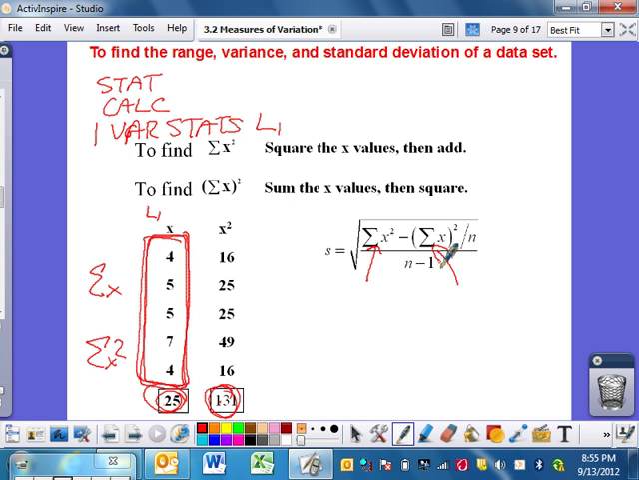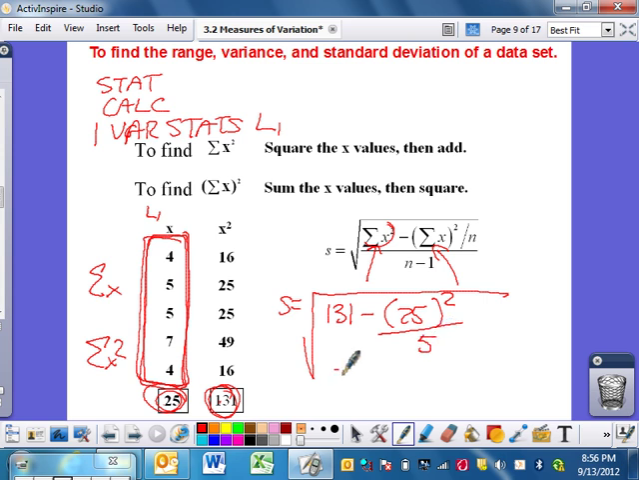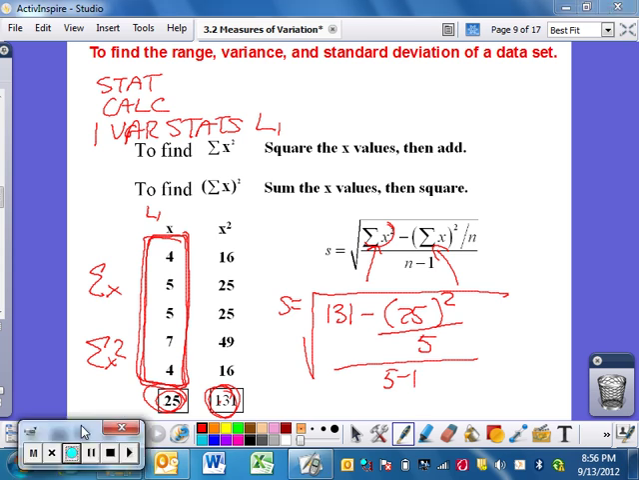To calculate it, you need to dump these numbers in here. So it's the square root of the sum of x squared. What is the sum of x squared? 131, minus the sum of x. Now be careful. The sum of x is 25, and then you need to square it, and then just this first part is divided by n, and n in this problem is 5. And then all of that is going to be divided by 5 minus 1. So what I'm going to do now is actually do this by myself.